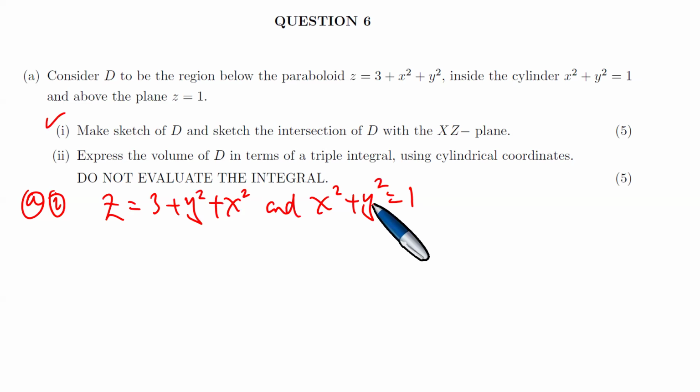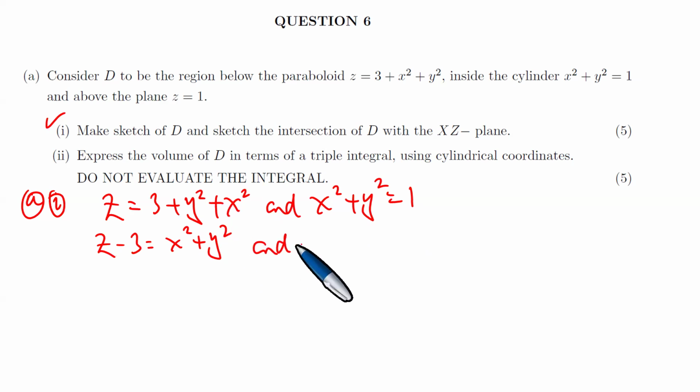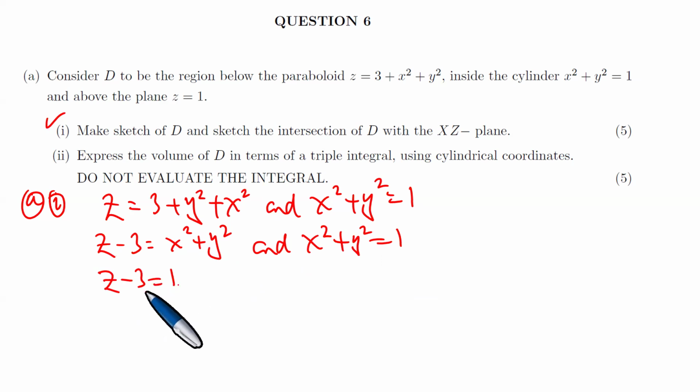This is the case. Here you can write z minus 3 is x squared plus y squared. We transpose the minus 3 to the other side, and we have x squared plus y squared there. But we do not forget that x squared plus y squared itself is 1, so we can substitute it here and have z minus 3 equals 1. Right, and this means z equals 4. Take note of that.